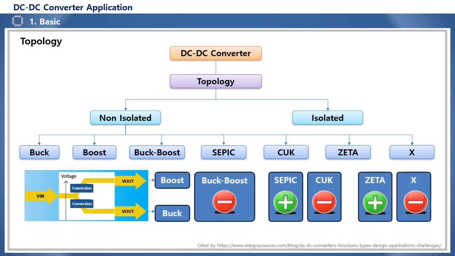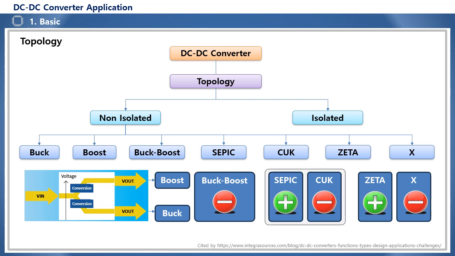In summary, buck is step down, boost is step up, and buck boost is a method of outputting negative voltage, and can output a negative voltage that is absolutely lower or higher than the input voltage. In other words, it can output a voltage of -2 volts to -12 volts with a 5-volt input.